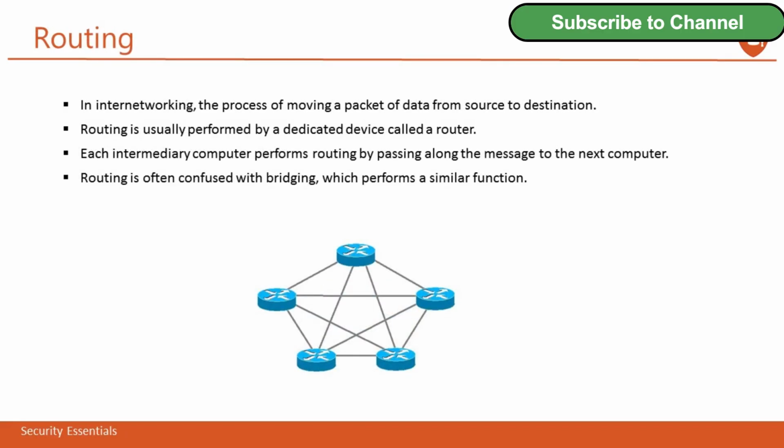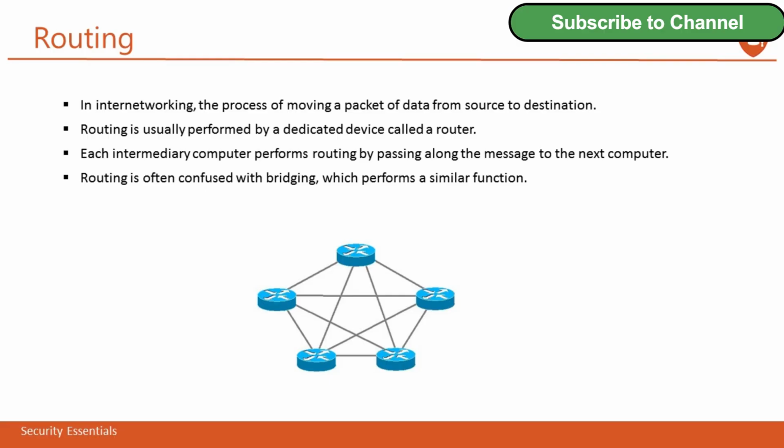What exactly is routing? Because we've already discussed routers and the different types of routers that we can use, now we should probably look at what exactly routing is. In internetworking, it's the process of moving a packet of data from source to destination. This is just a simple definition: moving a packet of data from one source to a destination. Routing is usually performed by a dedicated device called a router, which we've already discussed, and each intermediary computer performs routing by passing along the message to the next computer.